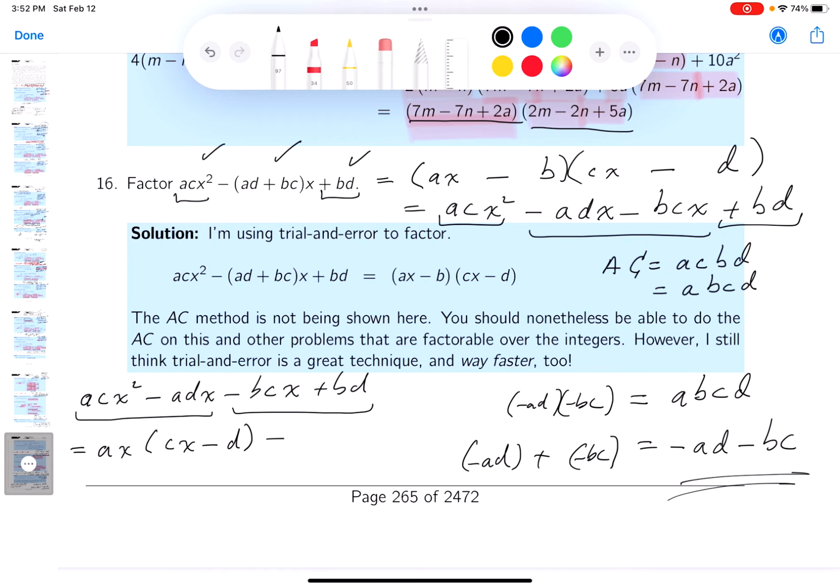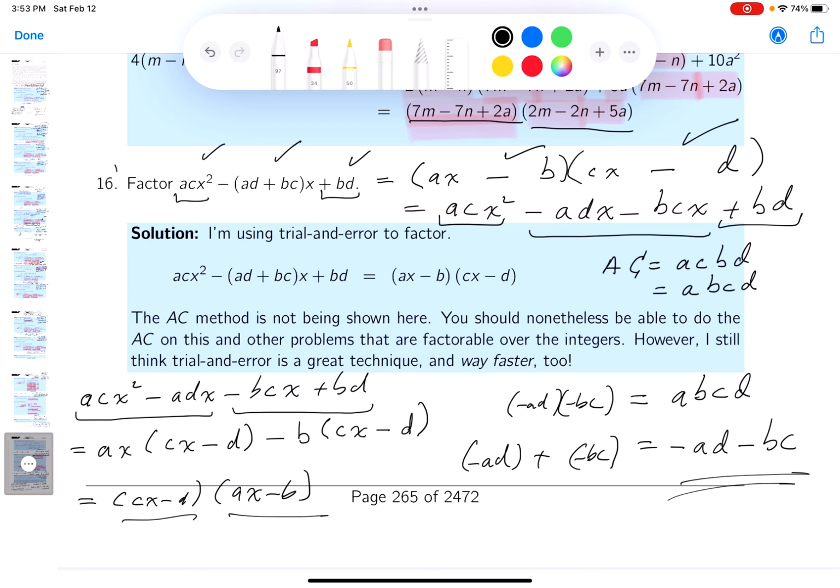Next one, minus B, right? Let's write this down. What do you get? CX minus D. What are you left off with now? CX minus D times AX minus B. Well, let's take a look. Did I get that? Of course I did. I got the AX minus B. Did I get CX minus D? Of course I did. Super simple. Any way you want to do it, it's going to go smoothly.